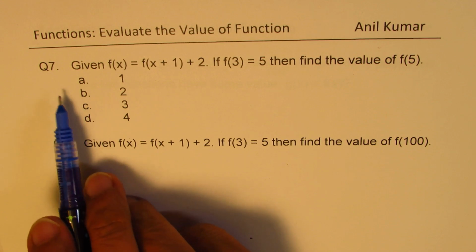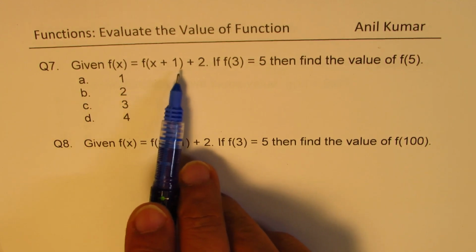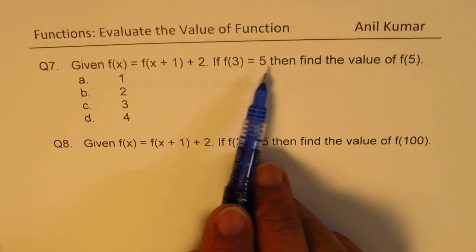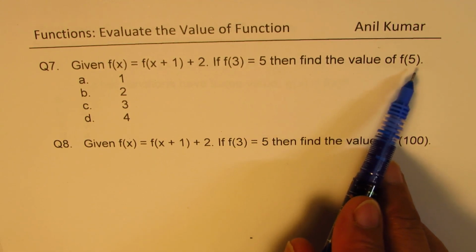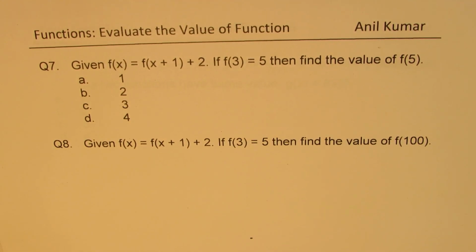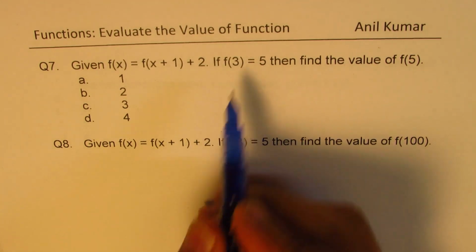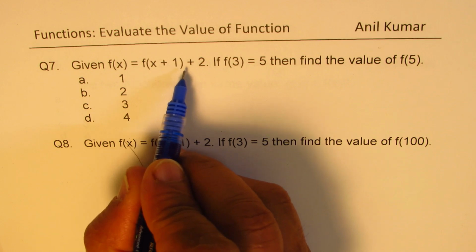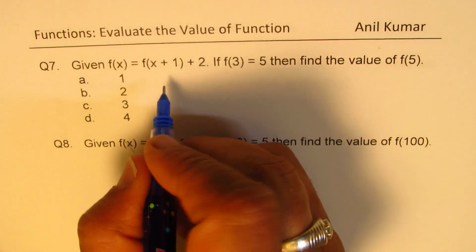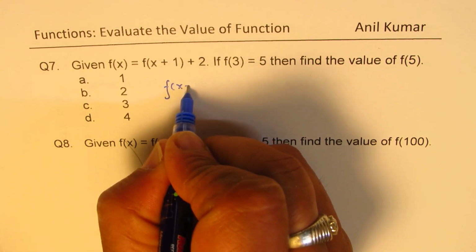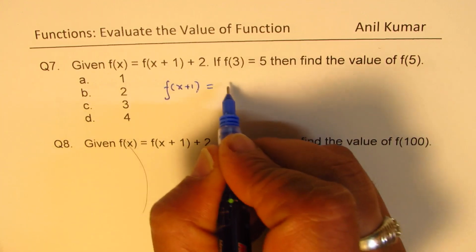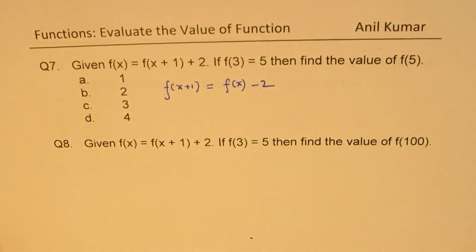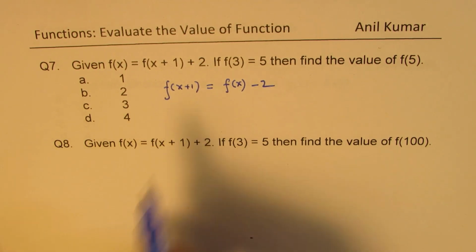Question number 7 is, given f of x equals to f of x plus 1 plus 2, if f of 3 is 5, then find the value of f of 5, right? How are we going to solve it? Well, we are given f of x equals to f of x plus 1 plus 2. Let's rearrange, right? So we get f of x plus 1 equals to what? It will be f of x take away 2, correct? So that is what f of x plus 1 will be.